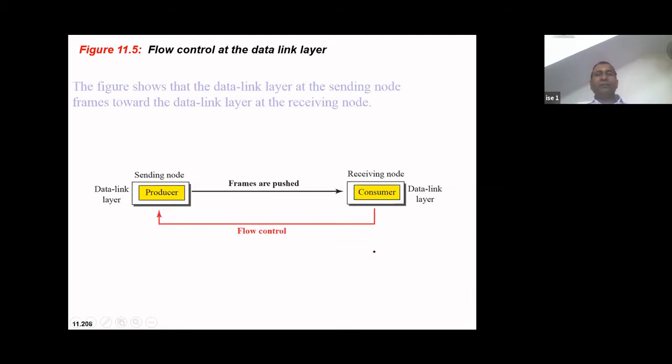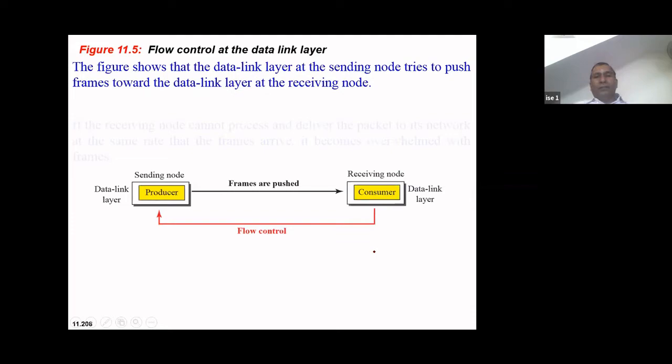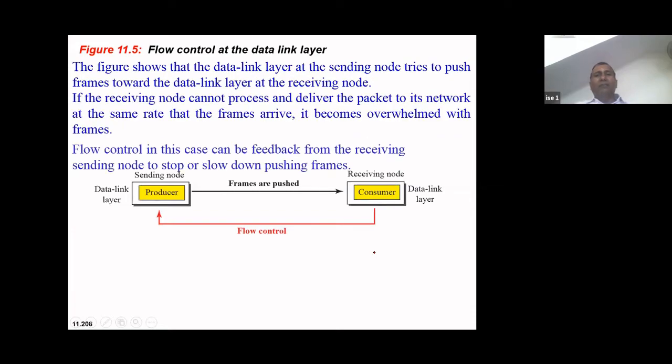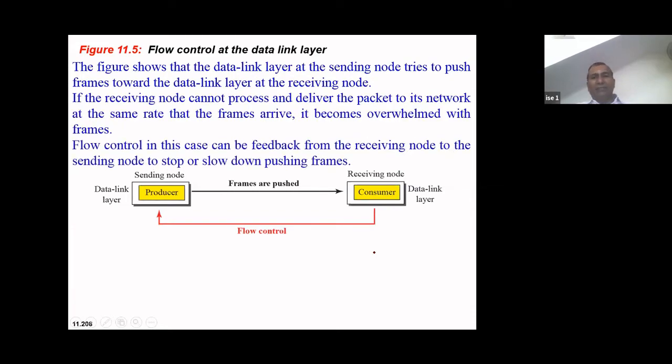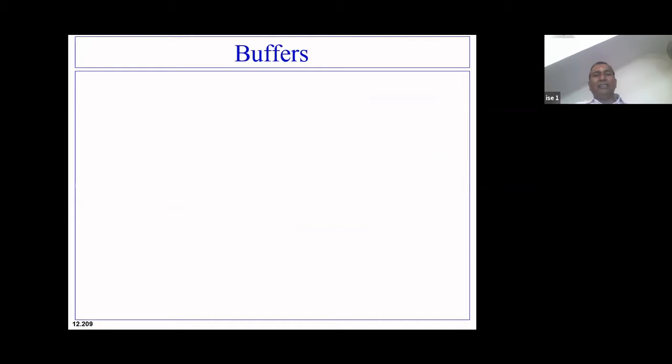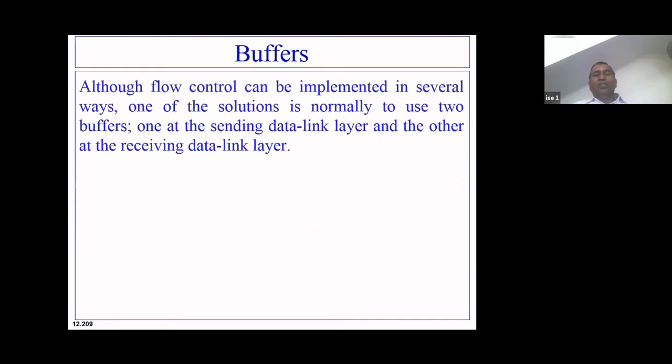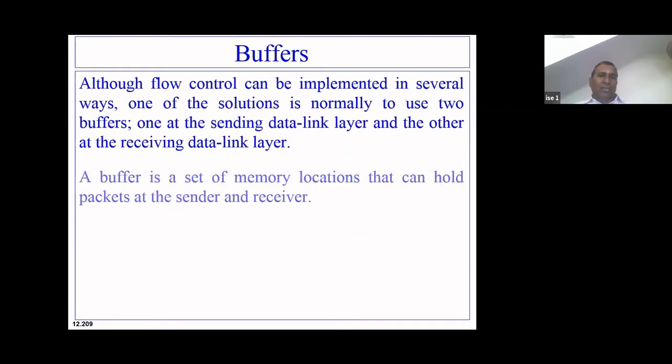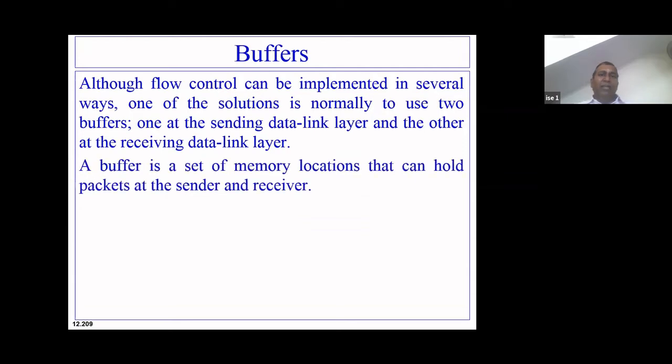So here the receiving node is unable to process the data it is receiving, so it will simply inform the sender that you reduce your speed. Now how exactly can this be done? This flow control in any network can be implemented in many ways. There are several ways, and one way is at the receiving side.